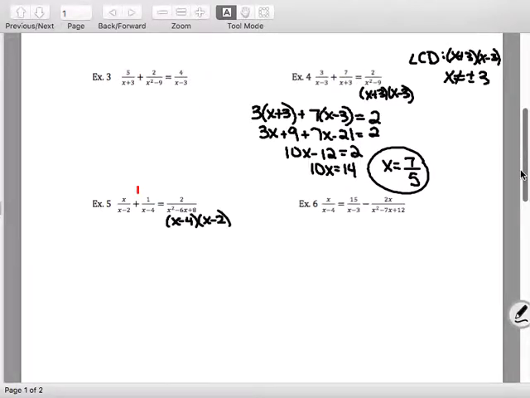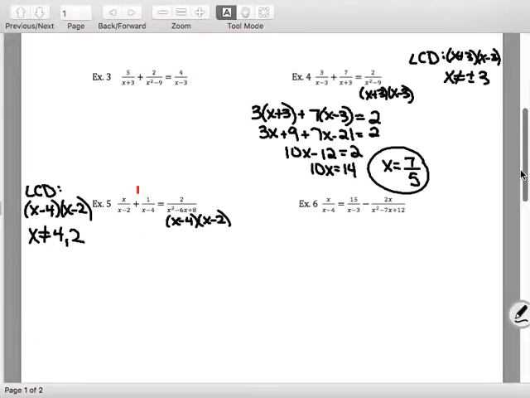All right, let's look at example 5 together. Step 1, factor any denominators where possible. So x squared minus 6x plus 8 is going to factor into x minus 4 times x minus 2. That happens to be the 2 factors in my denominators. So it's the LCD, x minus 4 times x minus 2. So x cannot be 4 or 2.